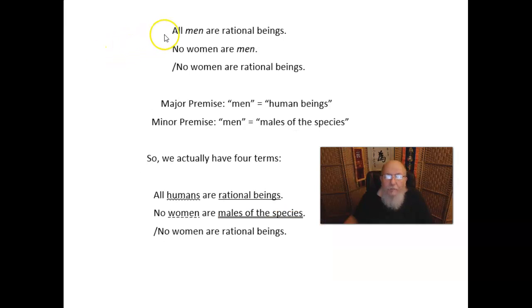Or consider this one. All men are rational beings. No women are men. No women are rational beings. Right? Here, the term men is being used equivocally. In the major premise, men equals human beings. In the second premise, the minor one, men equals male of the human species. So if we translated this thing correctly, it would look like this, and we would clearly see we had 4 terms, and it won't compute in our system. All humans are rational beings, no women are male of the species, no women are rational beings. Besides that, the argument makes absolutely no sense.